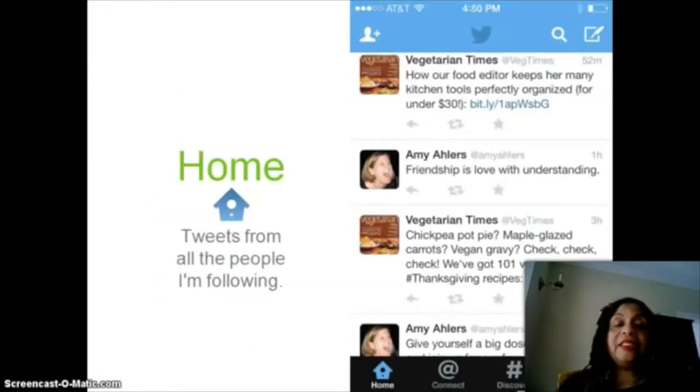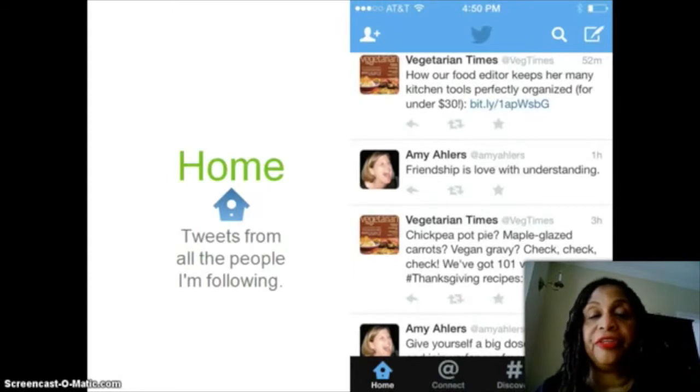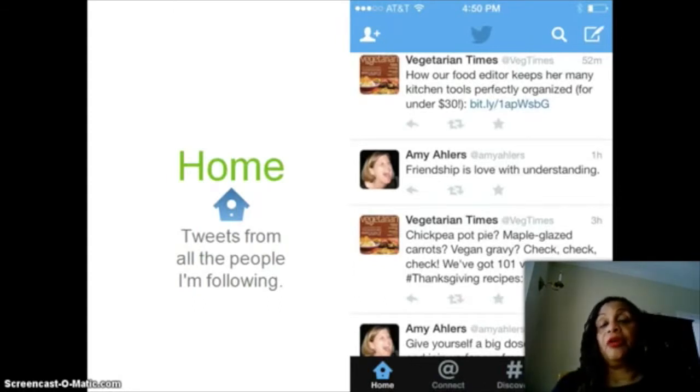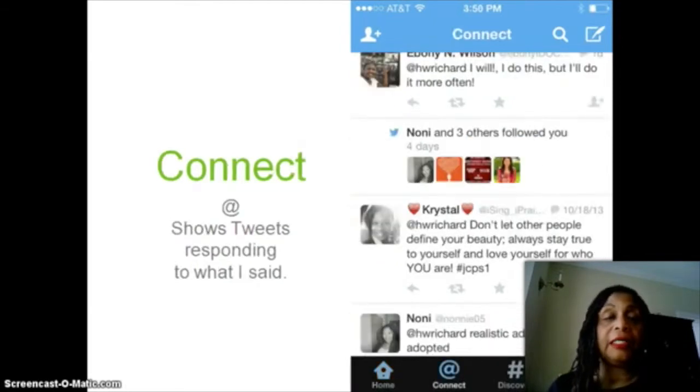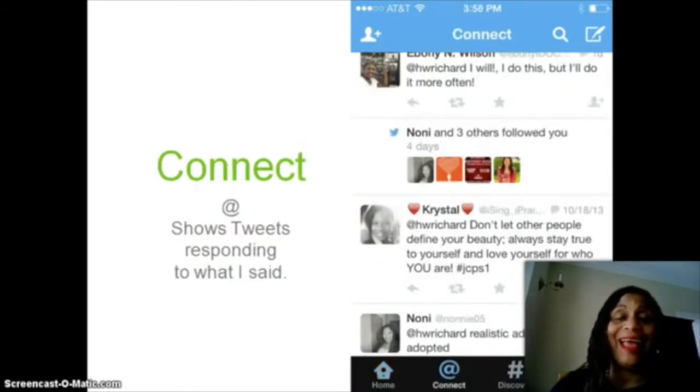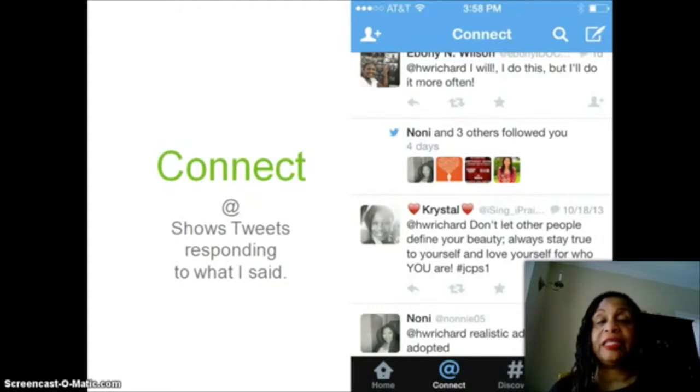The home one, as I said, are tweets from all the people I'm following, Vegetarian Times, where they talk about making this chickpea pot pie, those kinds of things. Connect, which is the @ that shows tweets responding to what I said.